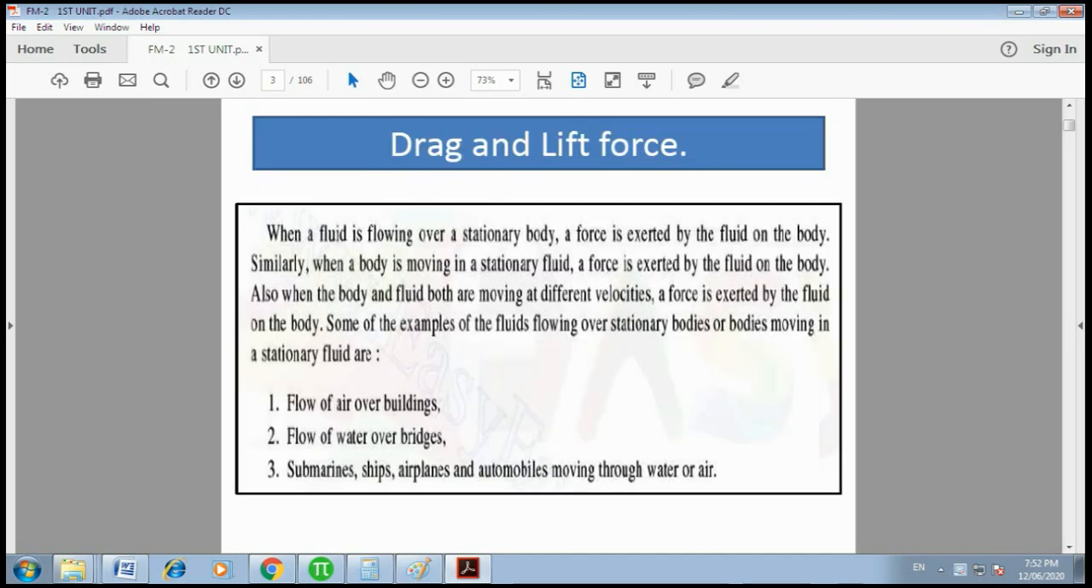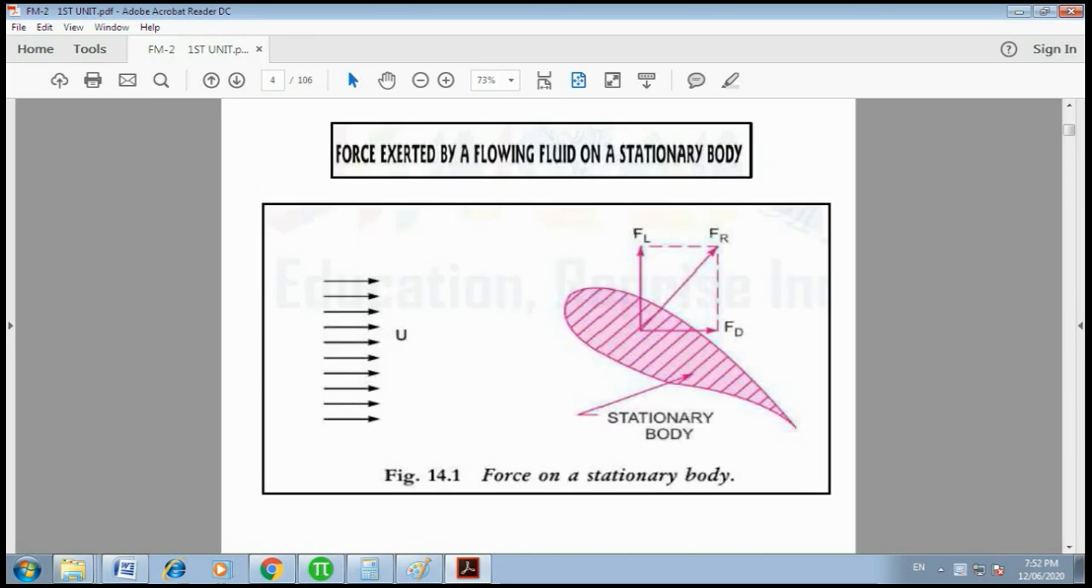So first of all we'll see drag force. What do you mean by drag force? For that I will take an example. When any body or any object is placed under the water, and the water is having velocity u, first of all I will tell you three different cases.